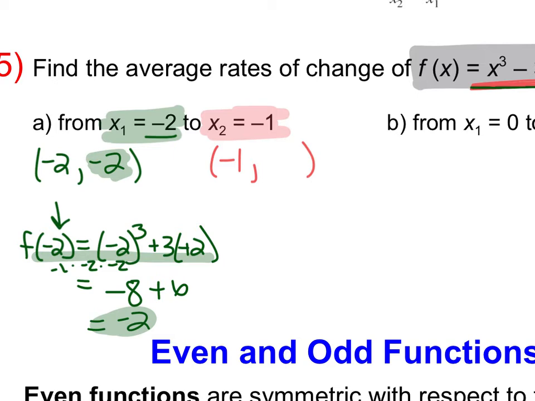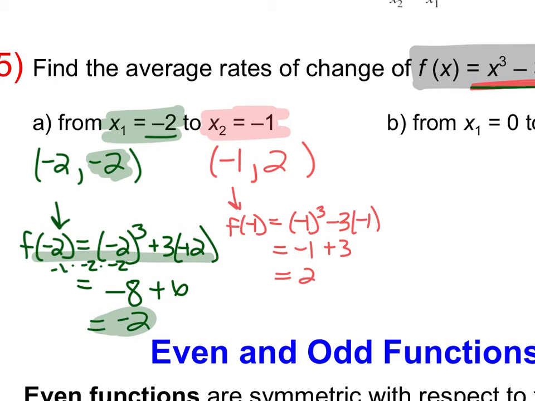So we found that -2 by substituting into our equation, and that finishes out that ordered pair we'd use to find slope. And then we can do the exact same thing with our other ordered pair. So here we'll find f of -1, which would be -1 to the third power minus 3 times -1. That is -1 plus 3, and that is a +2. So we found that matching y value, or the f of -1, by using that function and simplifying.